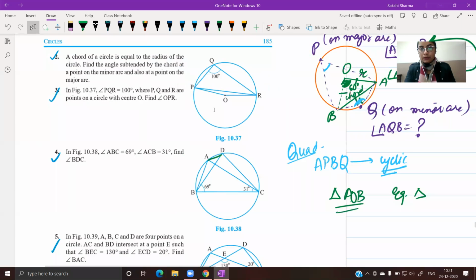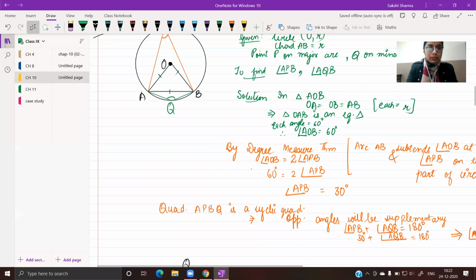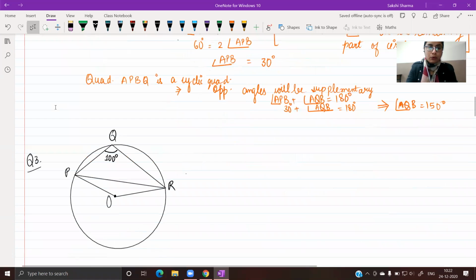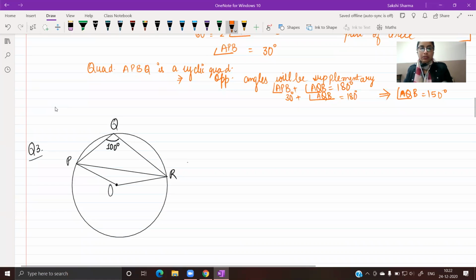So you've been given this figure in question number 3, 10.37. You can see points P, Q, R on the circumference. Angle PQR is given as 100 degrees. You have to find out angle OPR. In this figure, it's a little inconvenient to observe how this angle is formed. I've drawn the figure. You can also draw it with the line segment PR a little farther from O. It will be easier to see which angle we want to find out. This is the angle we want to find out.